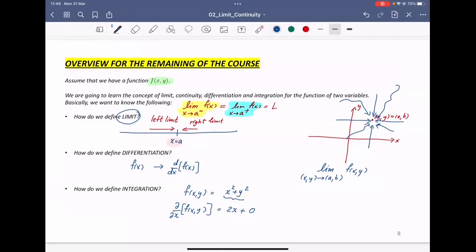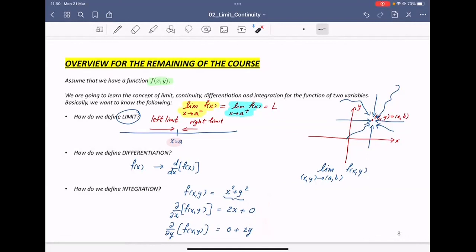Well, with the same concept, you can have f(x, y) and differentiate with respect to y. This means you're going to get 0 plus 2y, because you treat x as constant and you treat y as the variable that you are interested in. So this is how we define differentiation in 2 dimensions. We're going to learn this thing next week.